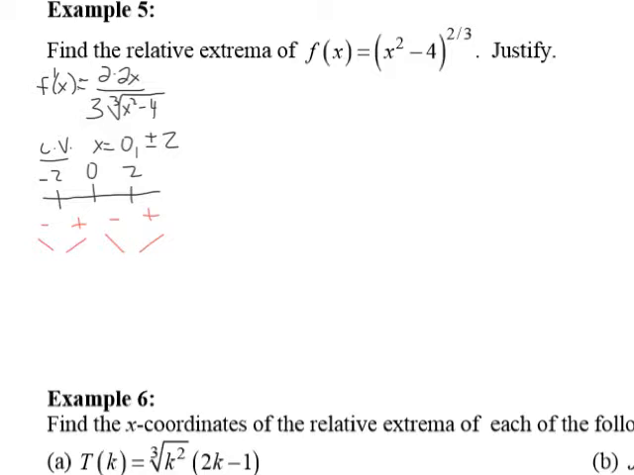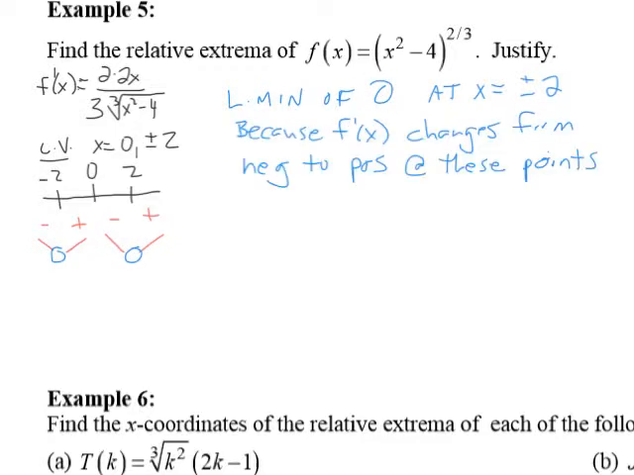So now we can see that there are two local minimums. They occur at positive and negative 2, and I plug positive and negative 2 into the function to get what the value is. So we have a local min of 0. And our justification, because the first derivative changes from negative to positive at these points, we have a local min.